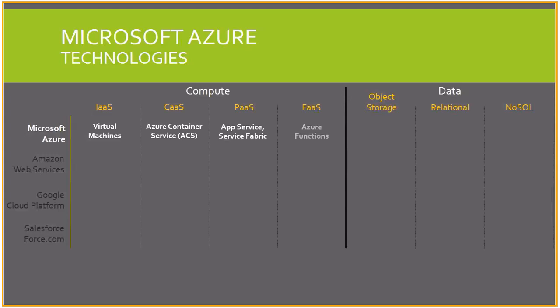And then we have function. So function as a service, which Azure calls Azure Function. Then in data, for object storage you have blobs, for relational you have SQL Database, and for NoSQL you have Cosmos DB and other offerings as well. So that's how the Microsoft Azure stack is available for these few basic services. There are so many other services as well, but these are a few of the basic ones which you can start with.